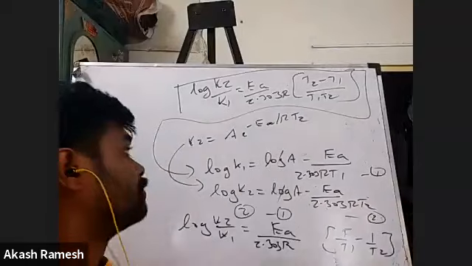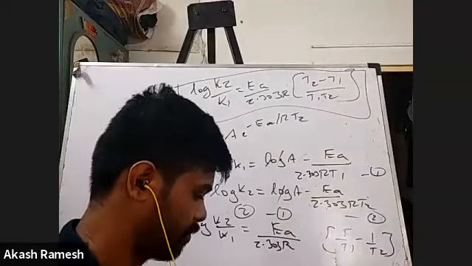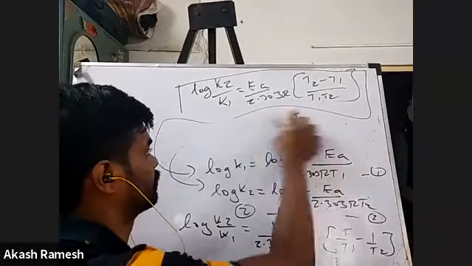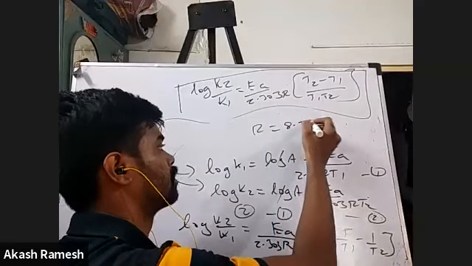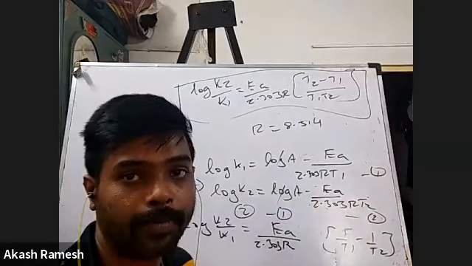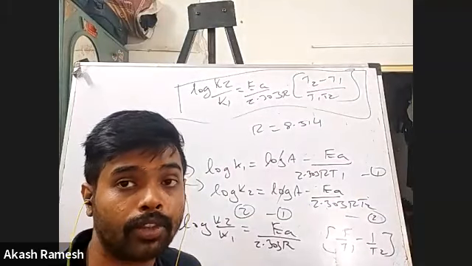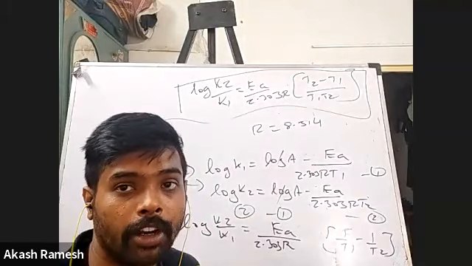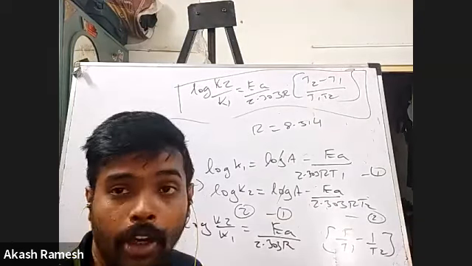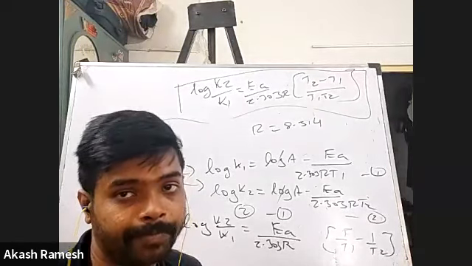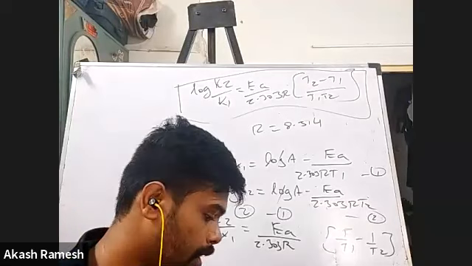Please remember, R value here is 8.314, because we're talking in terms of joules. Activation energy will be in terms of joules, right? So obviously your R value should be 8.314. Okay, cool.